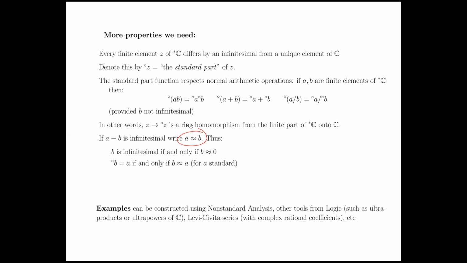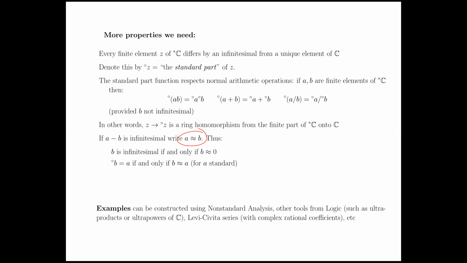Okay, so you can construct examples of such star C using non-standard analysis or other tools from logic, such as the Löwenheim-Skolem theorem or ultraproducts of C. You can do all of this using Levi-Civita series. So you can do relatively constructive constructions of what we need for today.